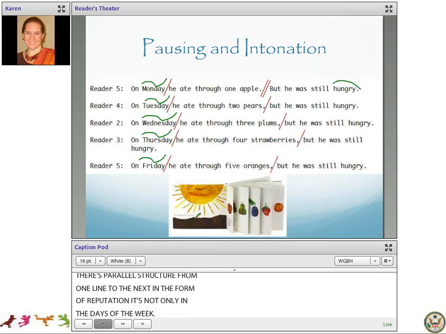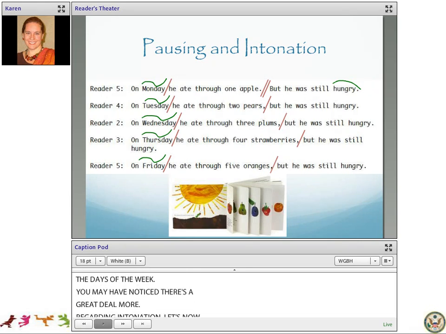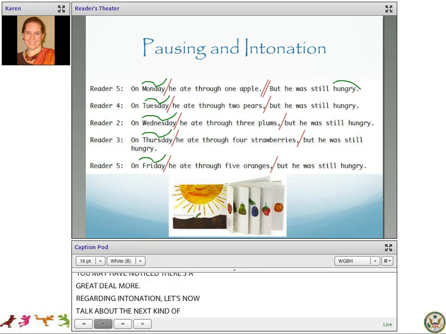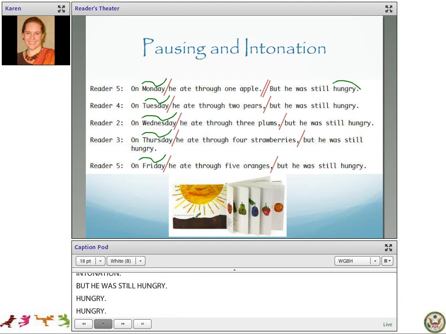But regarding intonation, let's now talk about the next kind of intonation, which would be falling intonation. We used a kind of up, down, up intonation at the beginning for this little time clause. But at the end of the sentence, you have strong punctuation, you have a period, and we show that it's the end of the sentence by having a downward intonation. But he was still hungry. That is an intonation that falls down. Okay? So we do a markup with our students and help them see that they're going to deliver that each time. He was still hungry.